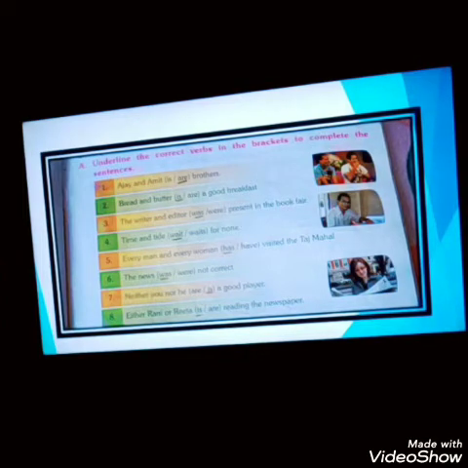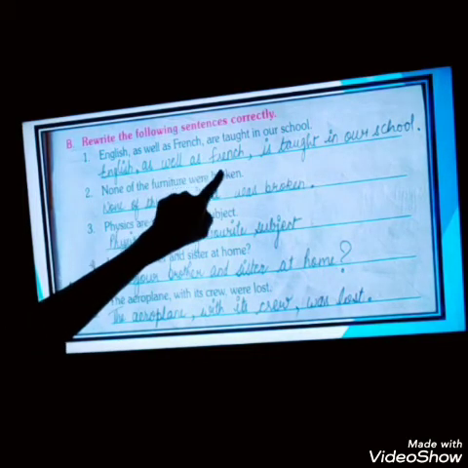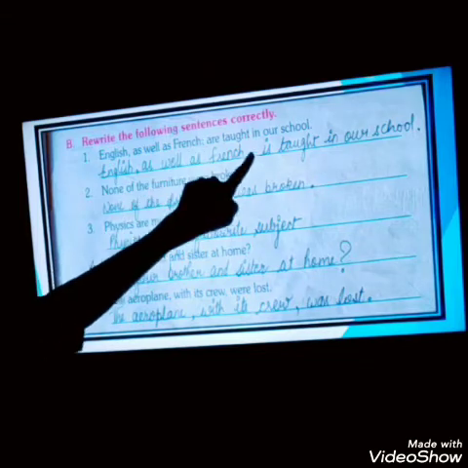Let's do one more exercise given in your book. Rewrite the following sentences correctly. English as well as French are taught in our school. English as well as French is taught in our school. We are talking about French, so instead of are, we are using is.